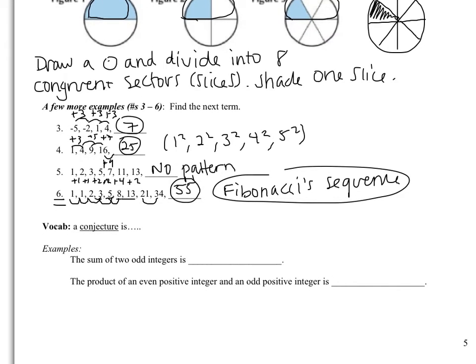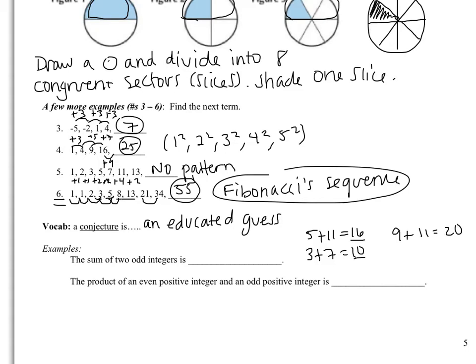Okay, moving on. A conjecture is an educated guess. It's kind of like a hypothesis in science. So as an example, the sum of two odd integers is, well, let's pick two odd integers, 3 and 7, that gives me 10. 5 and 11 gives me 16. 9 and 11 gives me 20. Anytime I'm adding 2 odds, what do I notice about the sum? Well, I notice that the sum is even. So the sum of two odds is always going to be even.